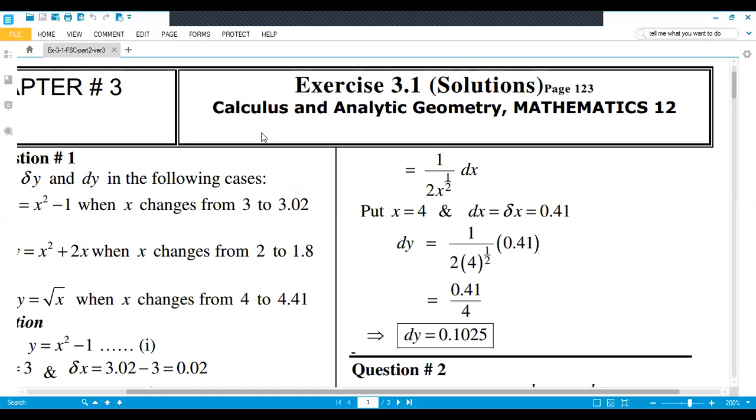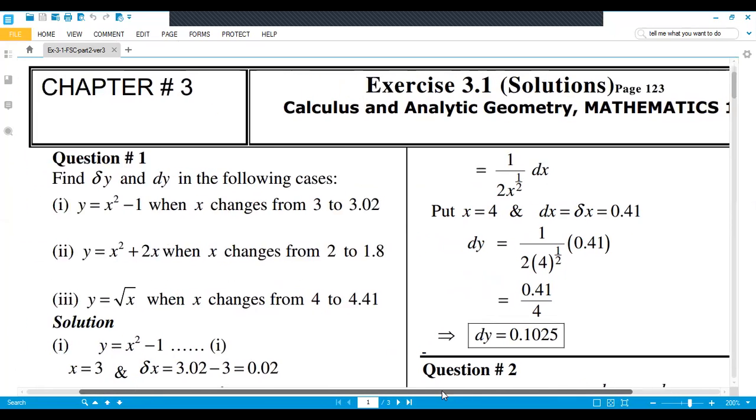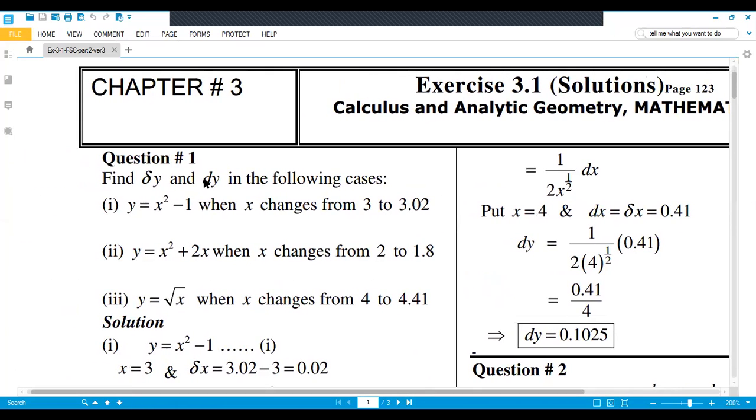Here we have exercise 3.1. In exercise 3.1, if you check the statement of the question, find delta y and dy in the following cases. You are given three different cases and you have to find dy and delta y. You know that delta y is a very small value. We already did it in chapter number 2.